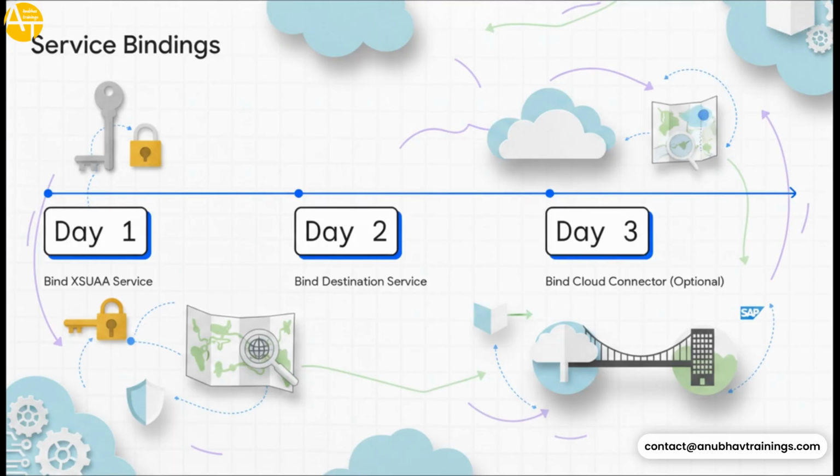When it finally is time to deploy, your MTA, your multi-target application, needs specific configurations to securely traverse the network. Your microservice is going to require 3 critical bindings. First, XSUAA handles your authentication. Second, the destination service resolves the remote URL and credentials. And third, optionally, the Cloud Connector bridges you securely back to an on-premise SAP landscape.